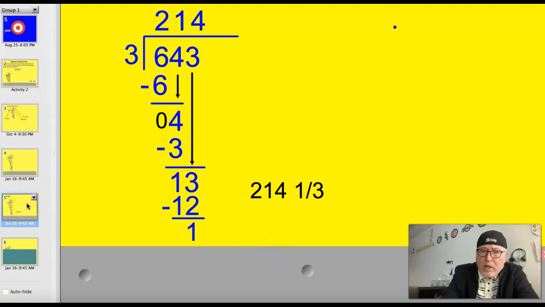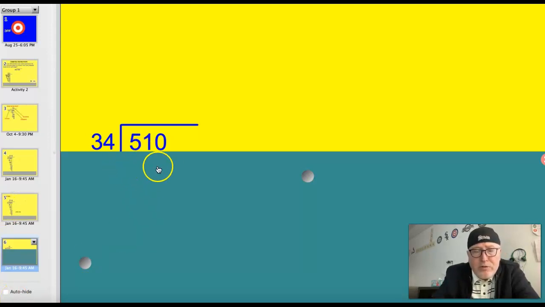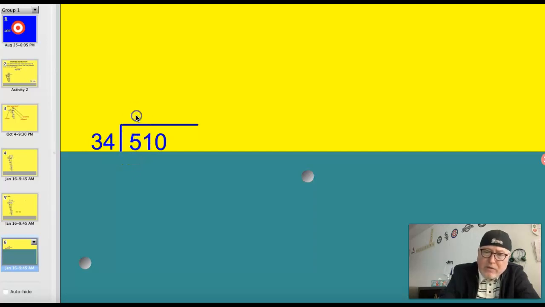All right, let's move on to this next one here. Now we're going to take 34 into 510. And this is a little bit different because you can see that 34 does not fit into that first number. So if it doesn't fit into that first number, you can put a 0 up there as that placeholder. Does 34 fit into 51? It will fit in there 1 time.